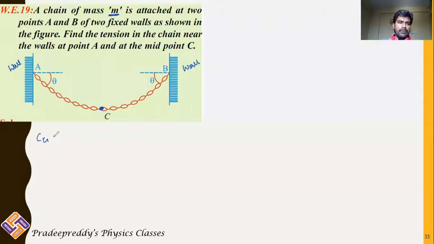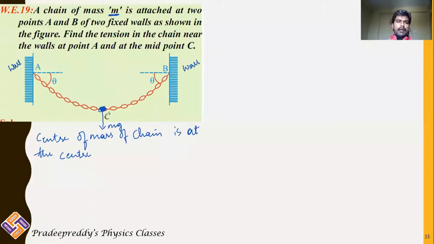Center of mass of chain is at the center. That means overall mass of this chain is concentrated at the center of that chain. So total mass will be concentrated at this point. And as the total mass is concentrated at this point, there will be gravitational force acting on the chain at point C. Gravitational force will be acting in downward direction, that is mg.